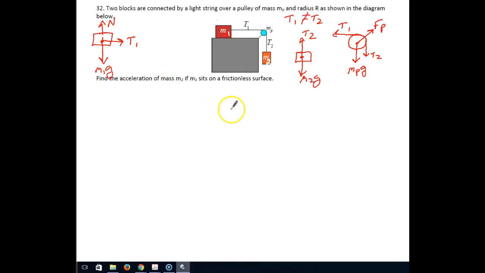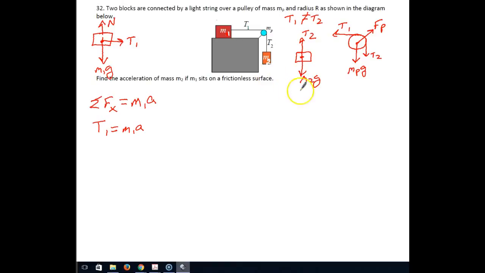So now we've got 3 different diagrams. They all tell about what's going on. So let's start with our first one. Let's find out the sum of the forces in the x direction for this one. Sum of the forces in the x direction is equal to m1a, because I know that this thing is going to accelerate to the right. And the only thing that I have in the x direction is just tension. There's no friction here. So tension 1 is equal to m1a. So that was pretty easy.